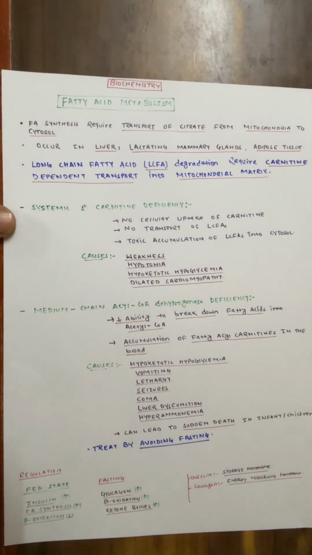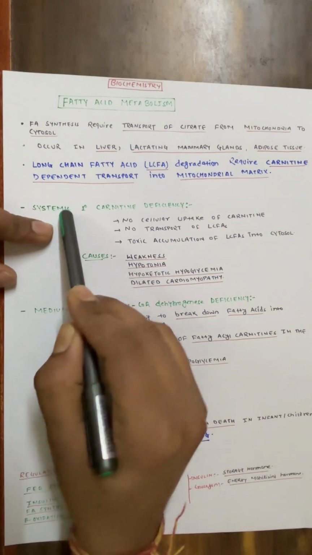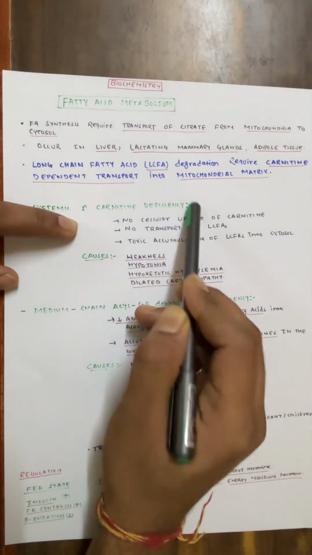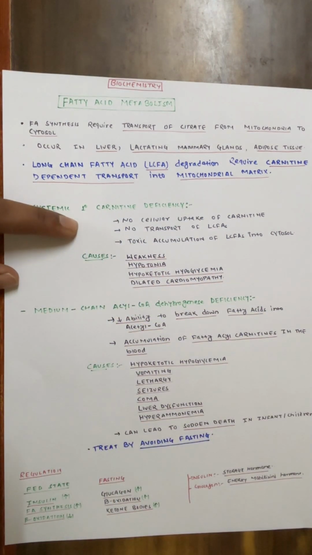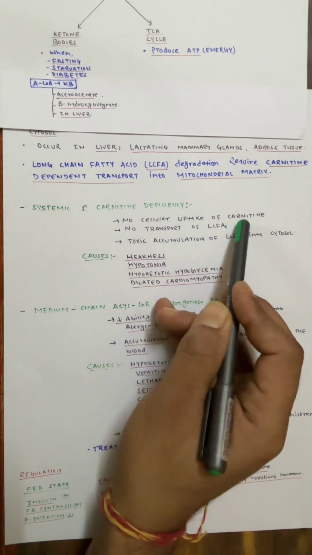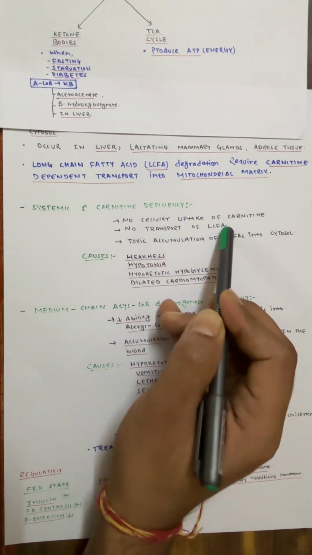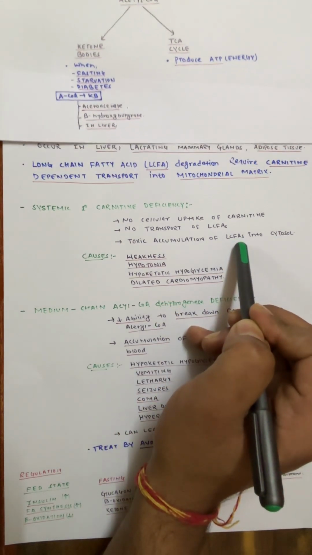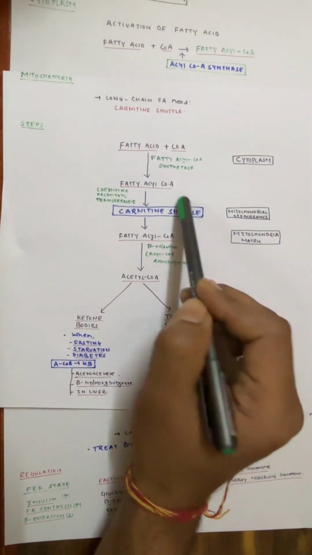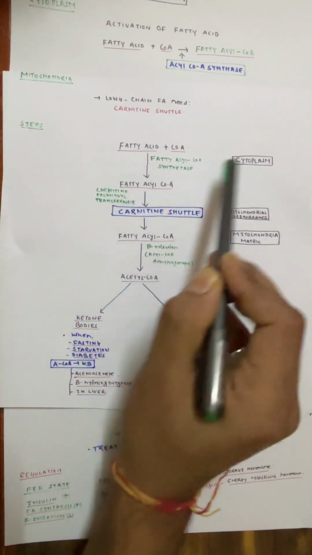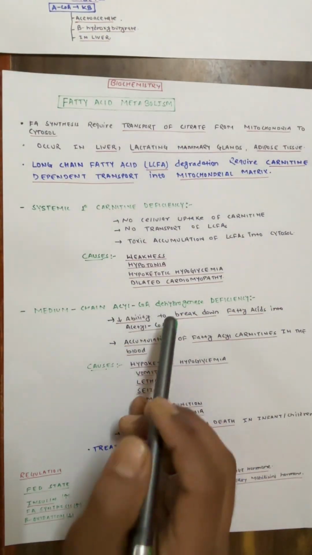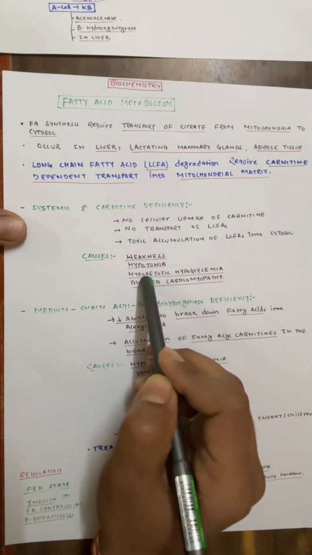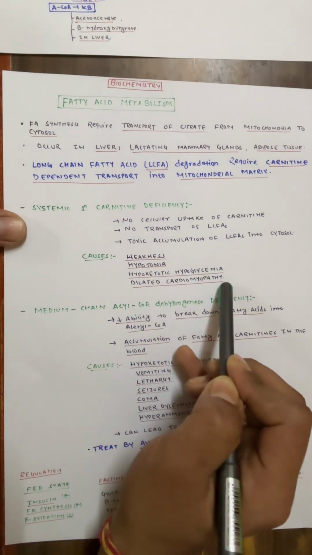We all know that after synthesis, for this long chain fatty acid to degrade, it needs the carnitine shuttle. Now the first thing is systemic primary carnitine deficiency. If the carnitine shuttle is deficient, then there is no cellular uptake of carnitine, no transport of long chain fatty acids to mitochondria, and toxic accumulation of long chain fatty acids in the cytosol. That will cause weakness, hypotonia, hypoketotic hypoglycemia, and dilated cardiomyopathy.